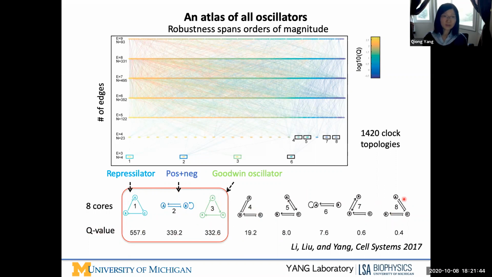So to answer the question whether these cores can determine the whole atlas, the complicated network robustness, we will group these topologies. But before that, let's also look at the robust cores. Interestingly, these three are the ones that we found in nature and in synthetic designs, as I introduced to you before. Namely, these are the Goodwin oscillator, the positive plus negative feedback loop, and the repressilator.